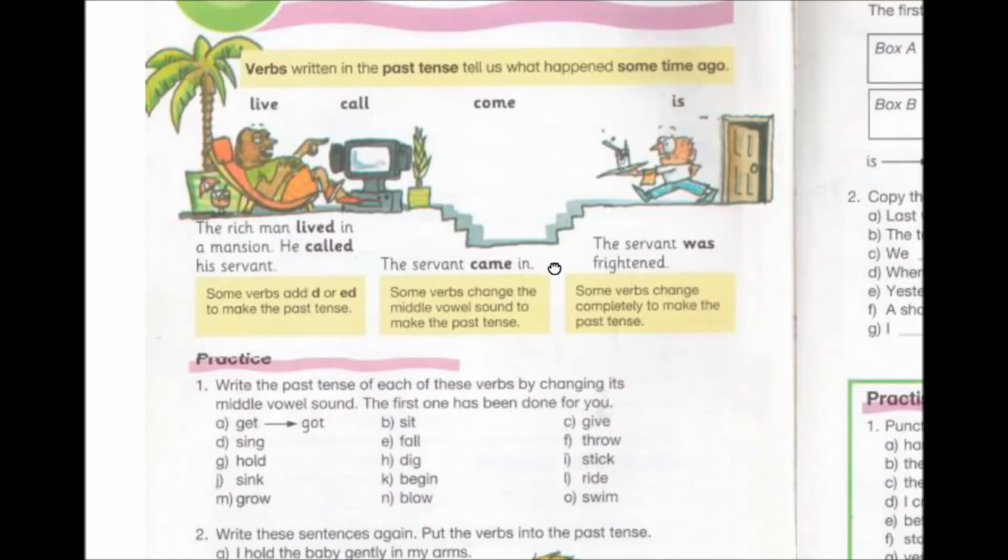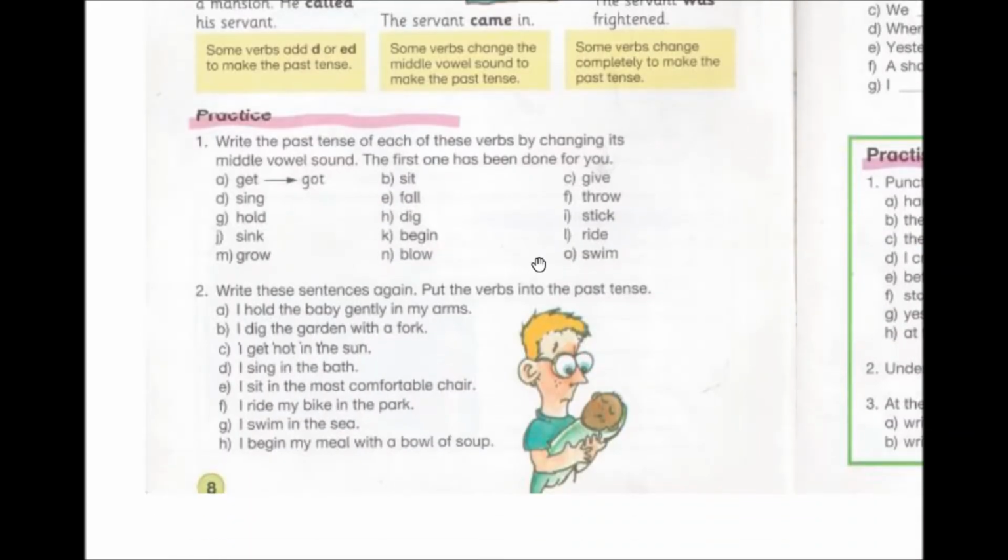Okay, let's move on and look at the practice. Now, this is quite straightforward, so you shouldn't have too much trouble here. Write the past tense of each of these verbs by changing its middle vowel sound, like came, come. The first one has been done for you. Get, that's present. Got, that's past. Sit is present. I think you know what is past. Okay? All the way to O. It's very straightforward. I don't think you'll have any trouble with that.